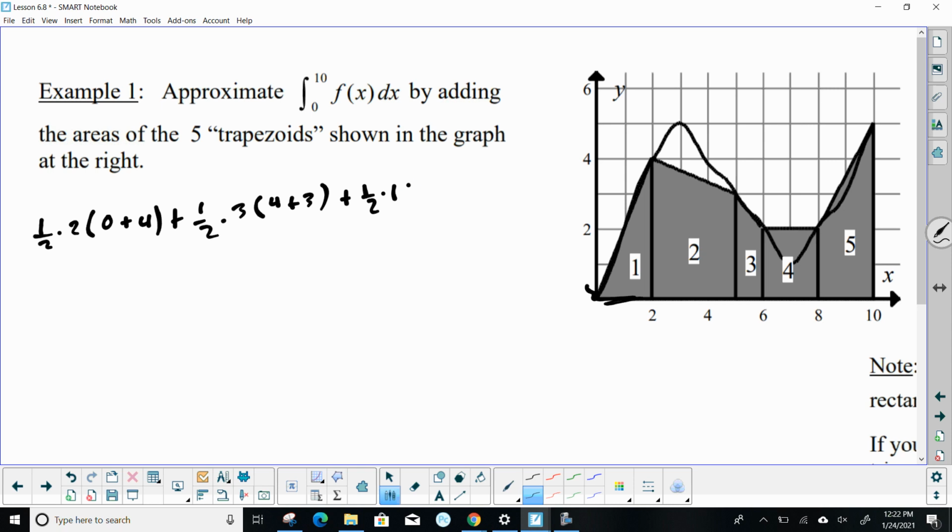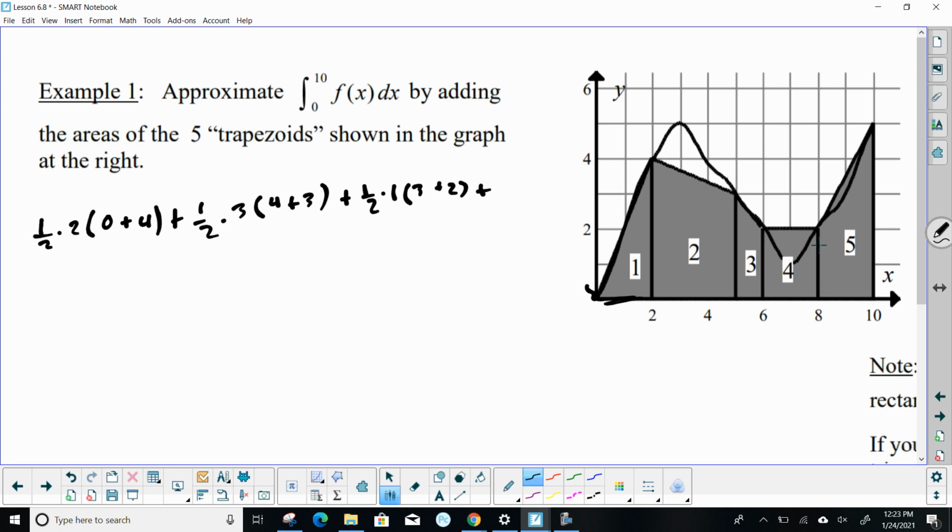The first height is 3. The second height is 2. So I've got 3 plus 2 plus, let's do the fourth one. Notice on the fourth one, it's actually just a rectangle. The trapezoid rule still works there, so you can use a trapezoid formula, but we could also just do the rectangle. It's just 2 by 2.